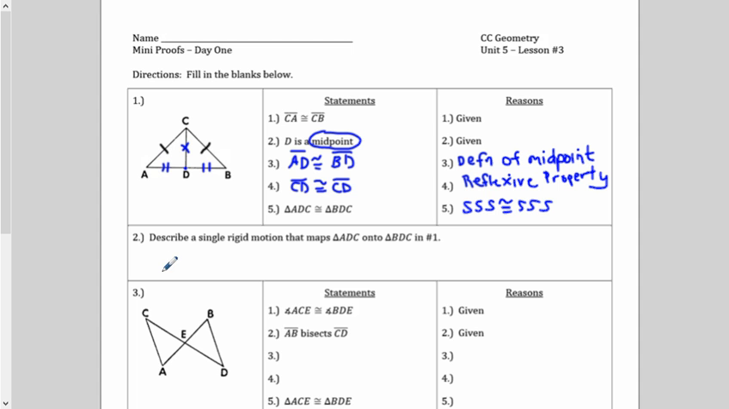Number 2 asks us to describe the single rigid motion that maps triangle ADC onto BDC. Well, we already talked about how, based off of the markings, it's going to have to be folded over. It's going to have to be a reflection. But it says to describe the rigid motion, so we have to give a little bit more information. Well, it's a reflection over segment CD. Okay, let's try another one here.